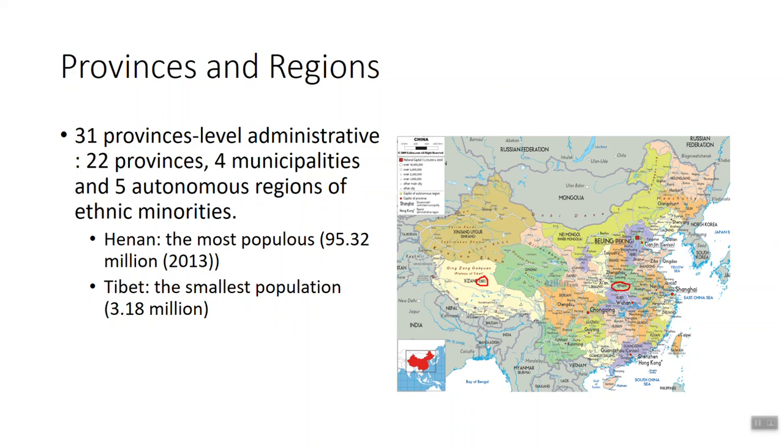However, on the east side, the land is relatively lower, and Henan is in the southeast area, which has really good weather, and that ends up with a lot of people located there. So these are the special things about these 22 provinces.